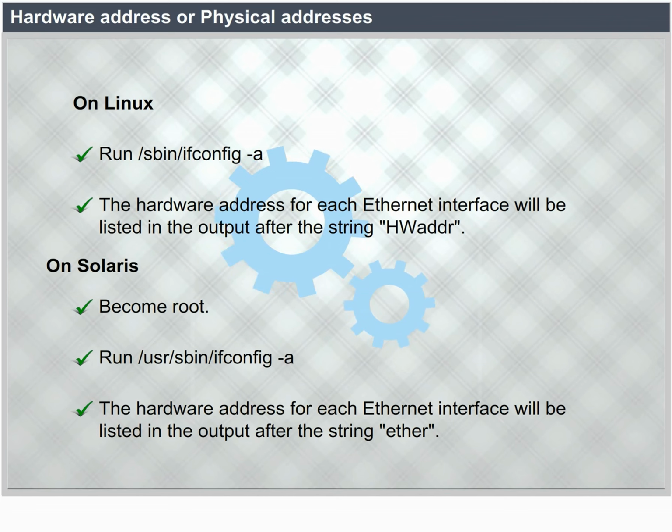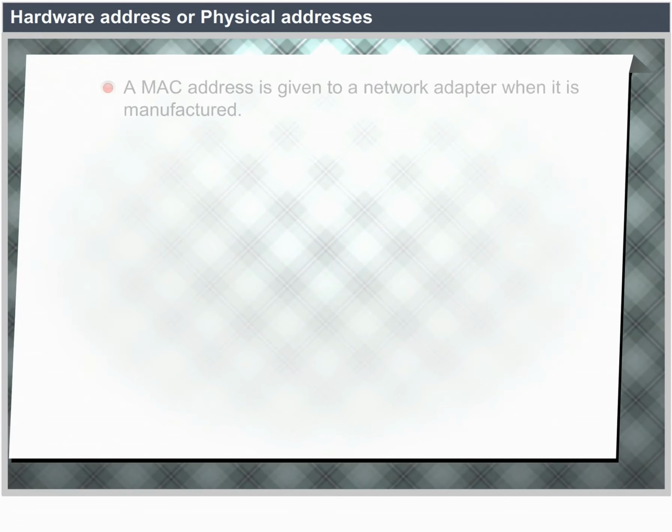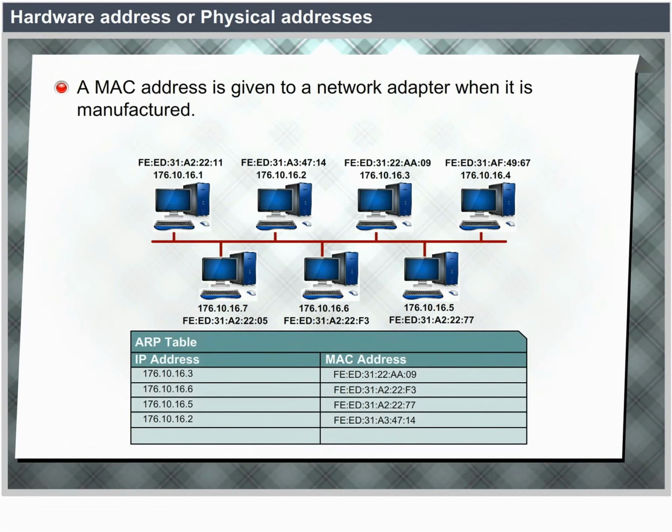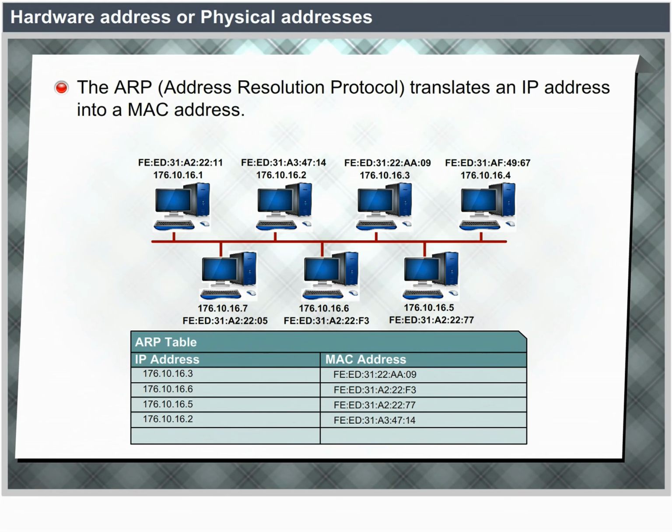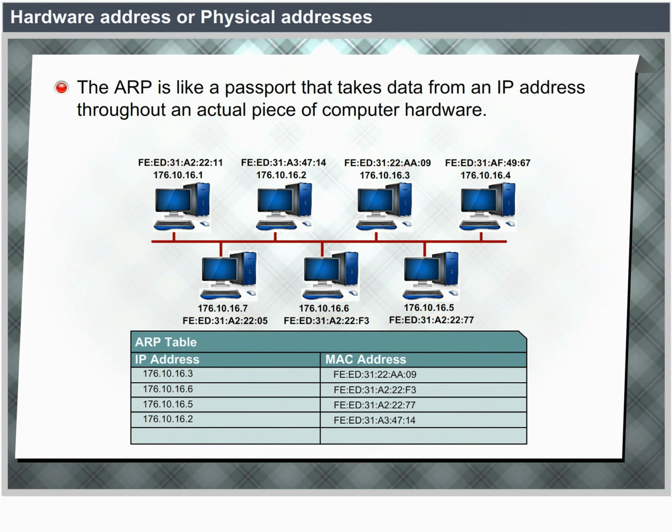A MAC address is given to a network adapter when it is manufactured. It is hardwired or hard-coded onto your computer's network interface card or NIC and is unique to it. The ARP or Address Resolution Protocol translates an IP address into a MAC address. The ARP is like a passport that takes data from an IP address through an actual piece of computer hardware.